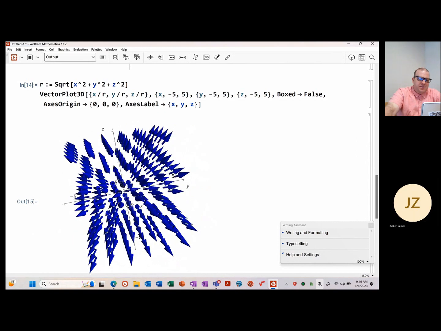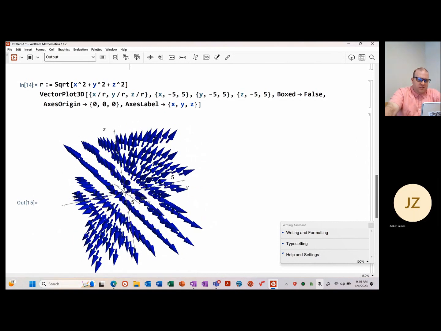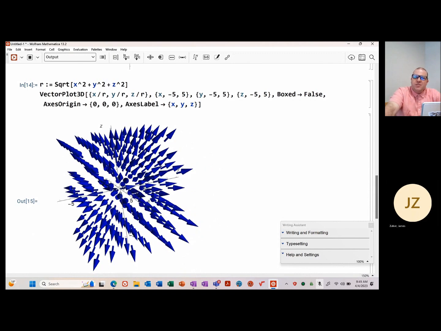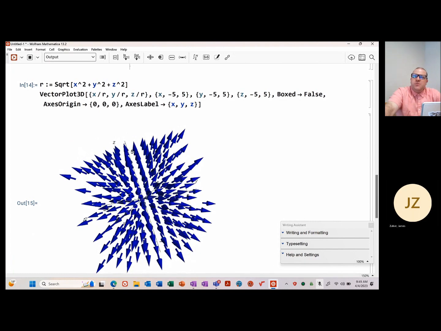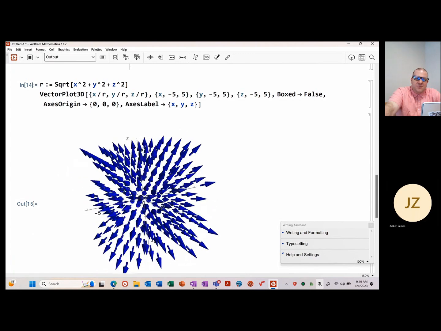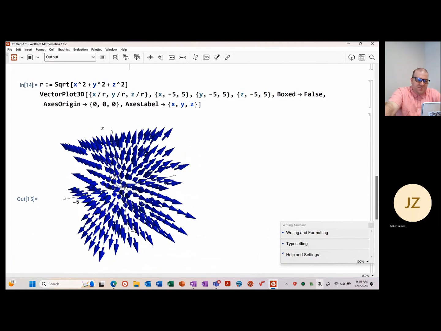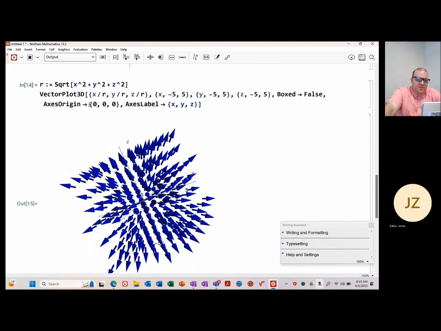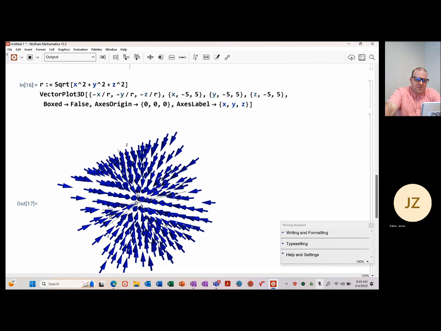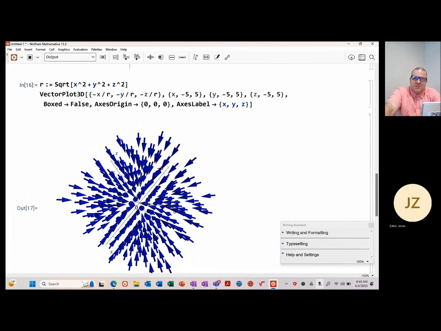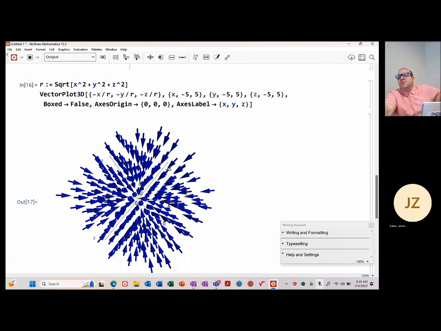Again, it's a unit vector field, right? All of the resulting vectors are going to be unit in length. And they're pointing away from the origin, right? So it's kind of like it's radiating out from the origin. That's why it's called a radial vector field. You can also have it kind of being attracted into the origin.